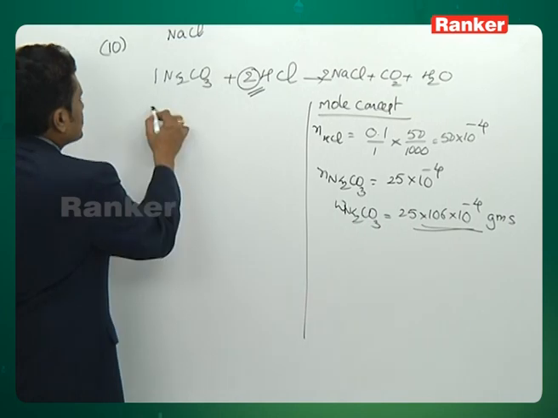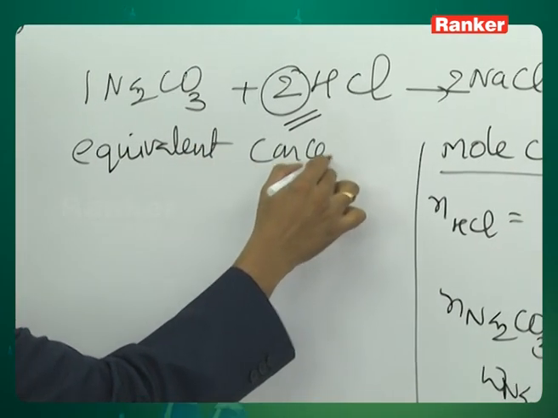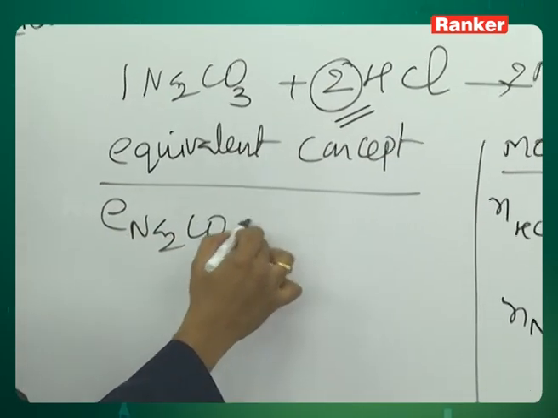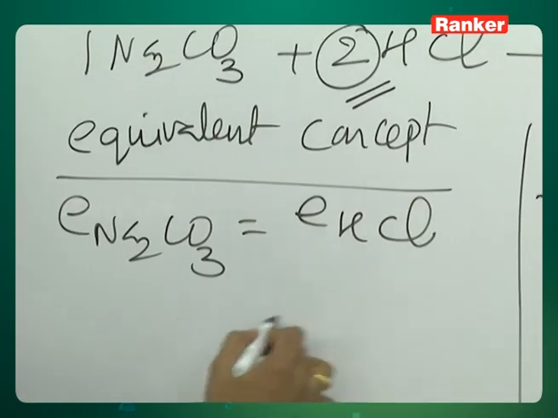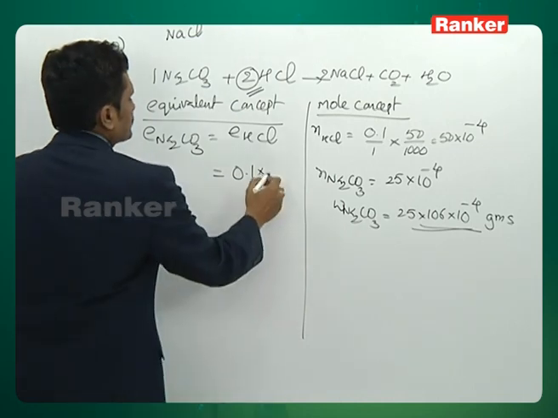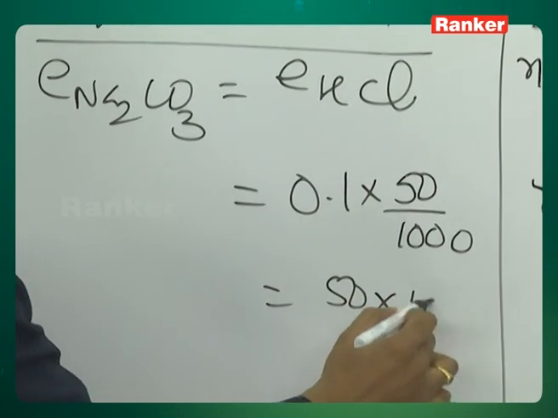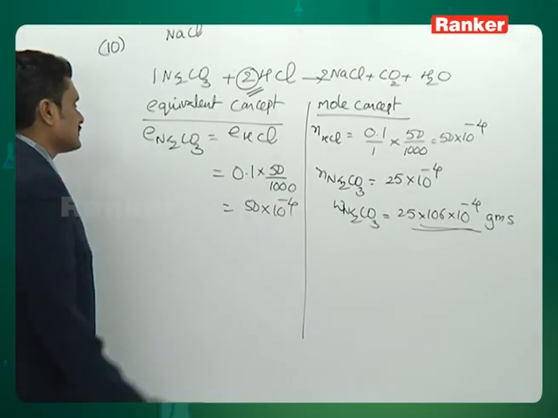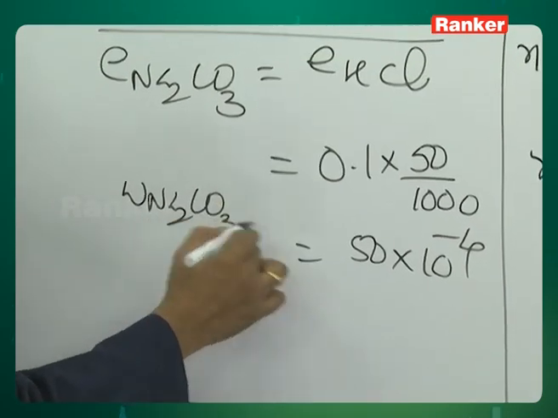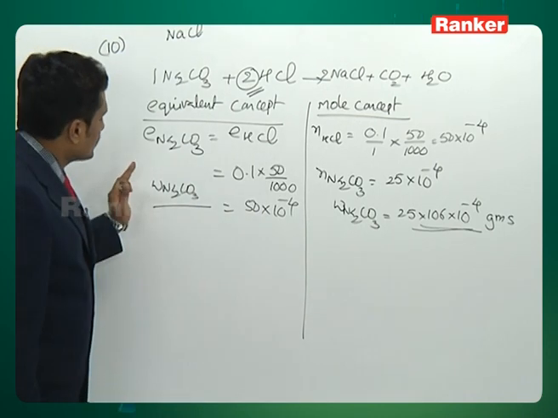Or when you are using the equivalent concept, irrespective of the stoichiometric coefficient, you will write that the gram equivalents of two substances reacting are always equal. Gram equivalents of HCl is normality into volume in liters. You can see normality is 0.1 into volume in liters, which is turning out to be the same, that is 50 into 10 to the power minus 4. These are the gram equivalents of HCl, which is equal to the gram equivalents of Na2CO3, which I am writing as weight of Na2CO3 divided by the gram equivalent weight.